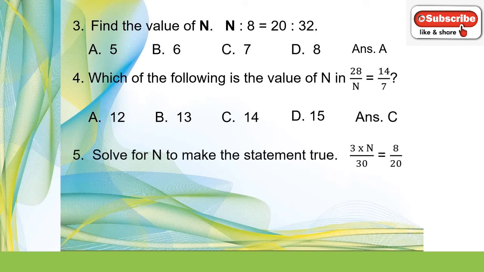And the last number 5. Solve for n to make the statement true. 3 times n over 30 equals 8 over 20. A. 12, B. 8, C. 6, D. 4. Write your answer now. Time is up. The correct answer is letter A.